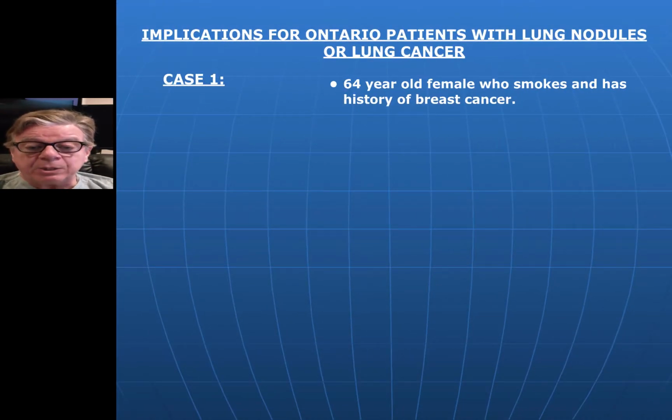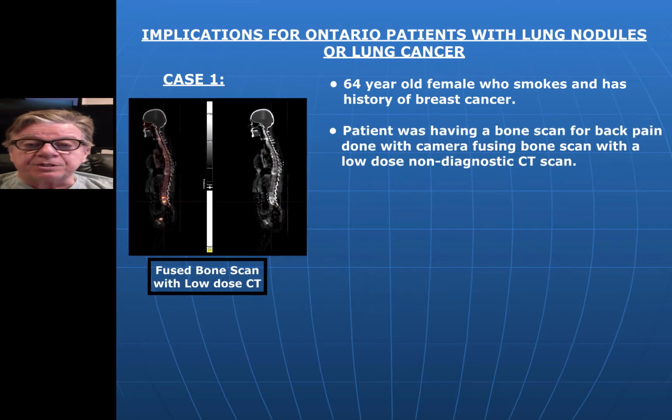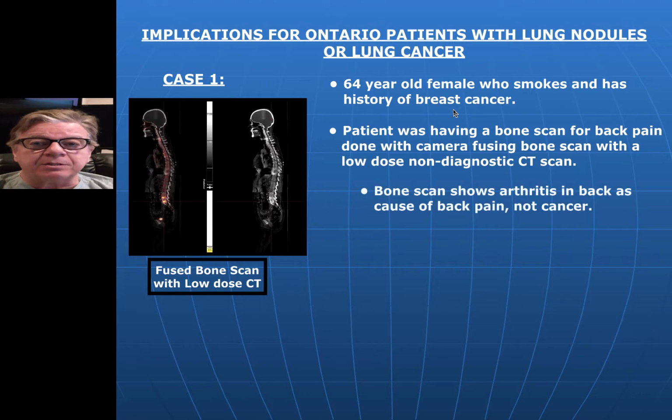So let's go back to that patient again. This is the 64-year-old smoker, history of breast cancer. She's having back pain. The physician wants to know, is it cancer spread to her back, or is it just arthritis or something? So we have now done what's called a bone scan and fused it with a CT scan. A bone scan is another nuclear medicine study, and in this case, these red spots here, this is the CT, as you can see.